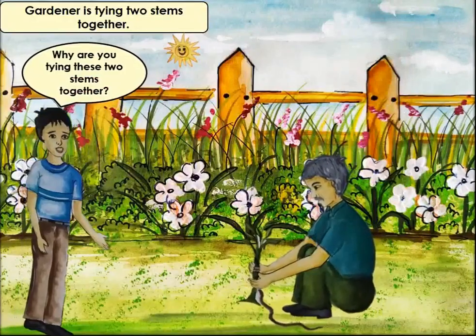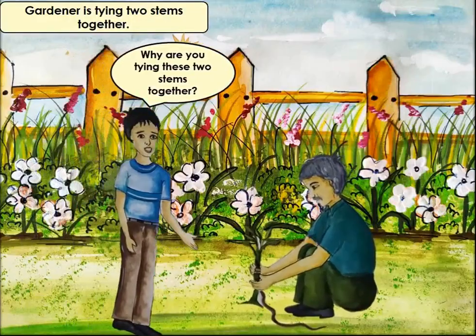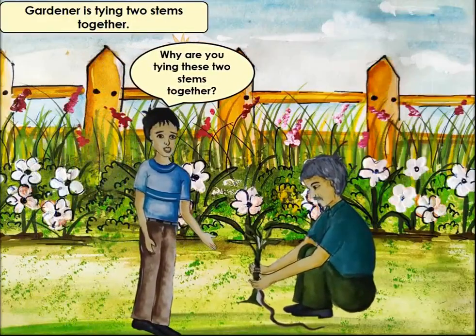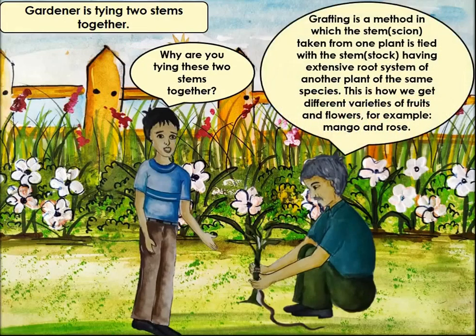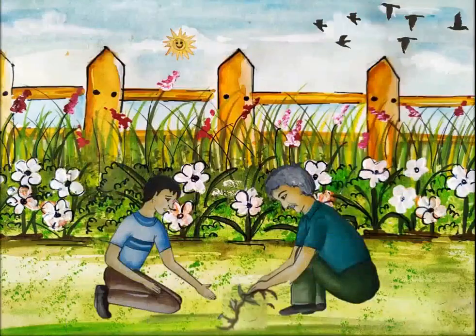The gardener is tying two stems together. Malikaka, why are you tying these two stems together? Rohan, grafting is a method in which the stem taken from one plant is tied with the stem which is having an extensive root system of another plant of the same species. This is how we get different varieties of fruits and flowers. For example, mango and rose.